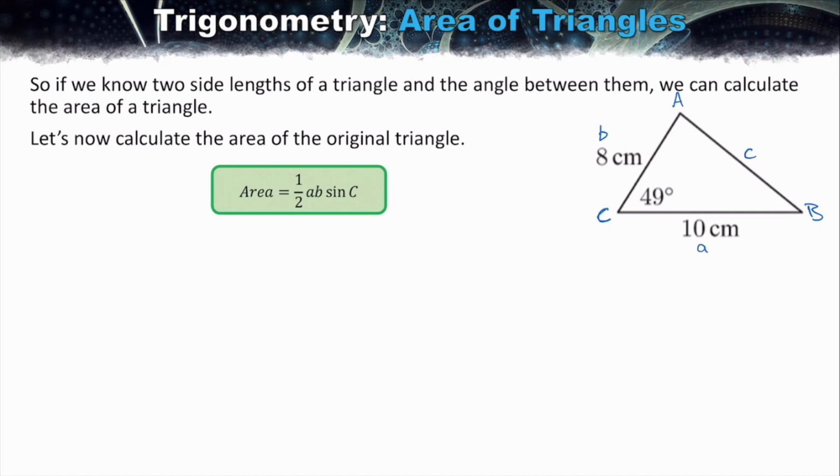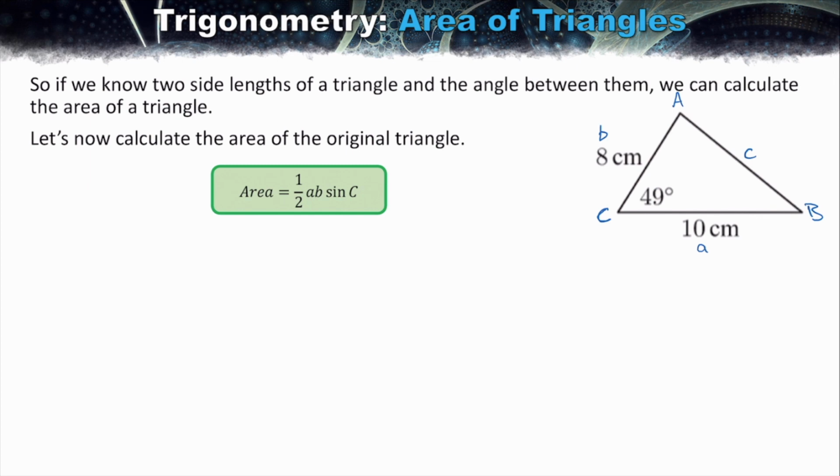Now, this formula works when you know the reference angle and the two sides next to it, or the two adjacent sides. That's when you can use this formula. If you don't have that situation, then this formula is not going to work. Like if you had this side, this angle here, and you knew these two side lengths, well, this formula isn't going to work for that situation. So that's something that's really important to note here.